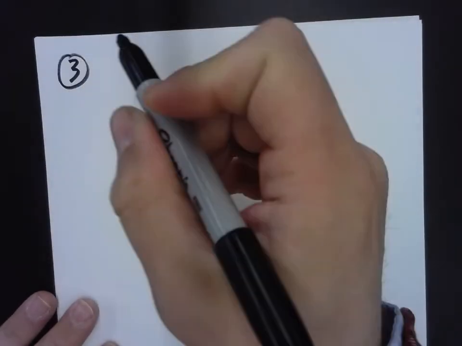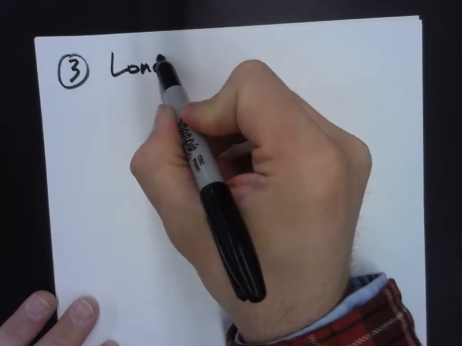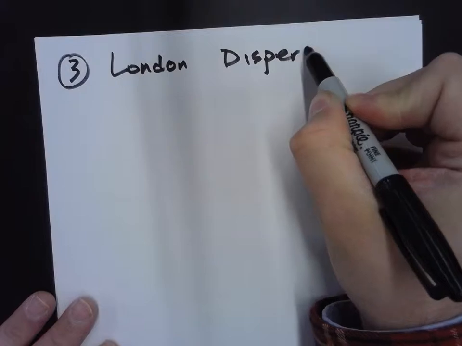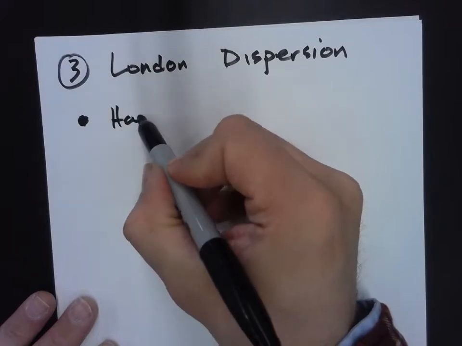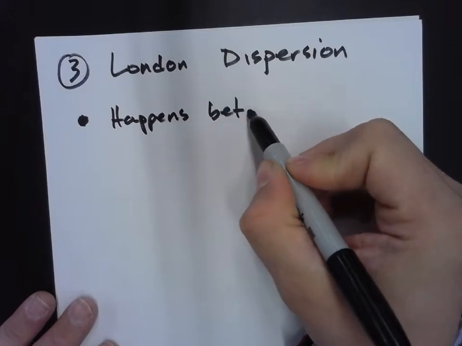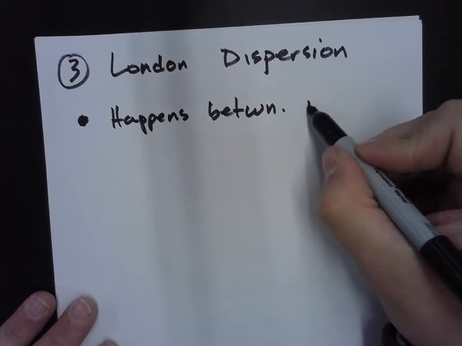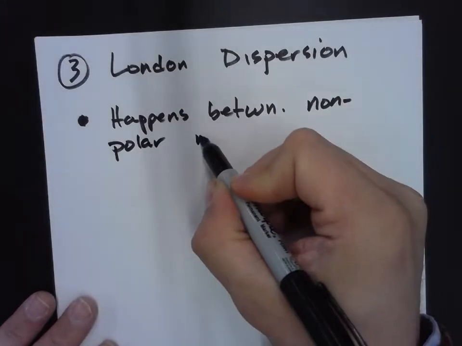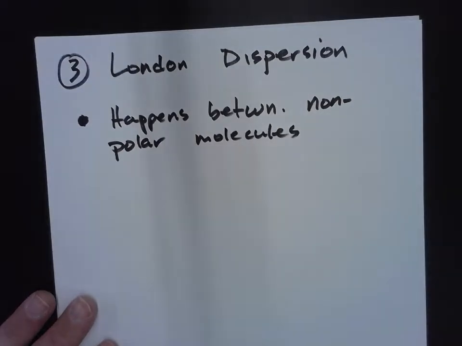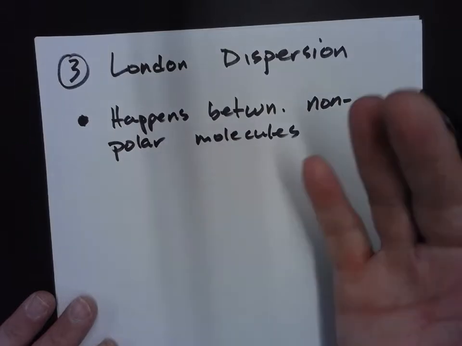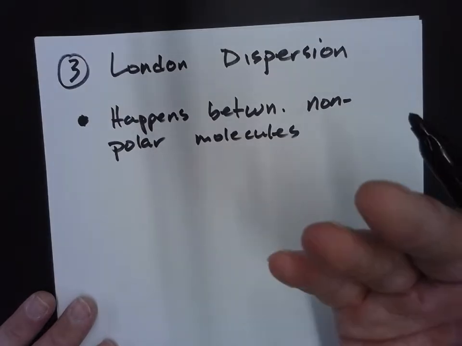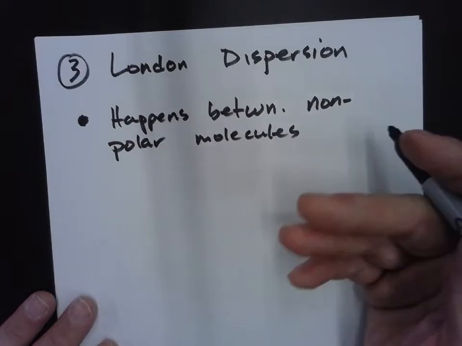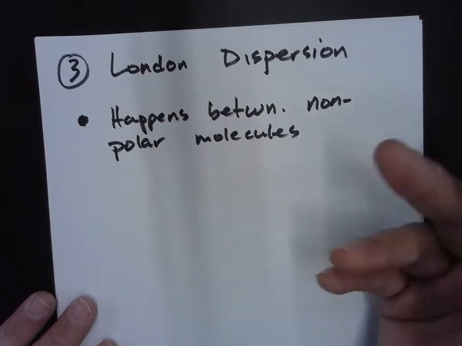Okay, the third and last IMF is called London dispersion, sometimes called van der Waals. London dispersion. Weakest of the three. Let's just say it happens between all molecules. It happens between all molecules, okay? But obviously, if it's the weakest of the three, then what's going to overtake it? Well, hydrogen bonding first, and then dipole-dipole, so it might not be as observable, let's say. But it happens between all molecules, but it especially happens between nonpolar molecules. It's the only one you can observe between nonpolar molecules.